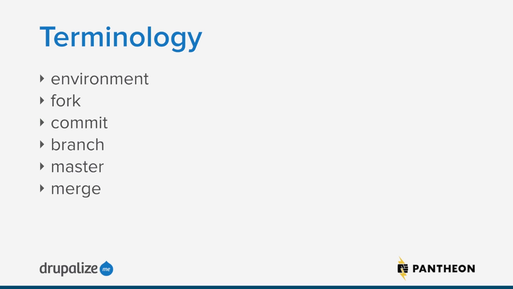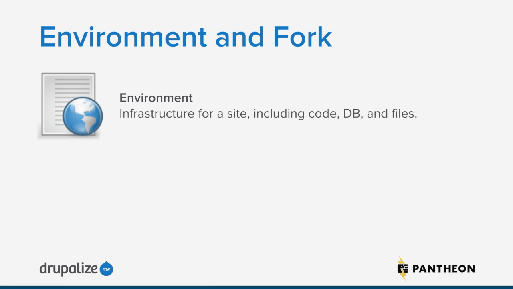A lot of the terminology that you'll see in multi-dev is directly based on the terminology in Git, because that's what's going on in terms of the code base, which is what's really being worked on here. So we're just going to briefly cover these terms so that everybody's on the same page. Environment is what you get with Pantheon. That is the code, the database, the files. It's the whole thing. It's the living, running site. And in Pantheon, by default, you always get a dev, a test, and a live environment.